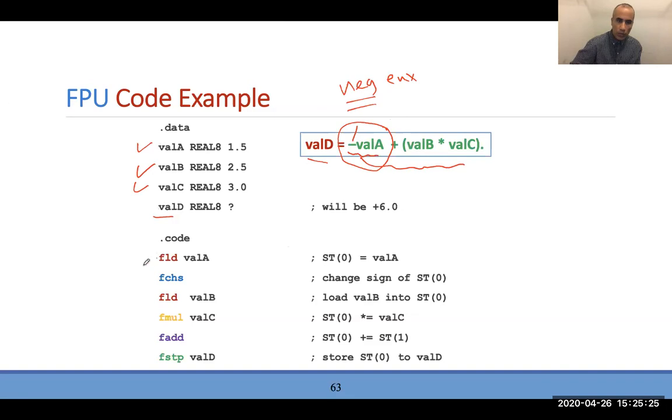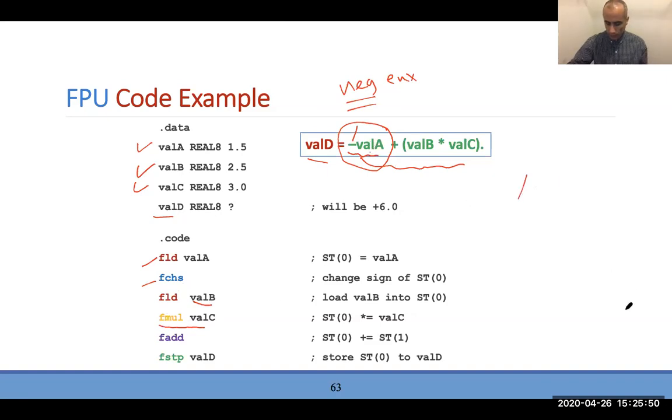So first here, we load value A, and then we change sign. Okay, so it has no operand in here because it knows the top of the stack is going to go there and it's going to negate. So if it's positive, it's going to become negative. If it's negative, it's going to become positive. Okay? And then now we are loading what? We are loading B, right? And then we are multiplying what? C. So we loaded this to the top of the stack.